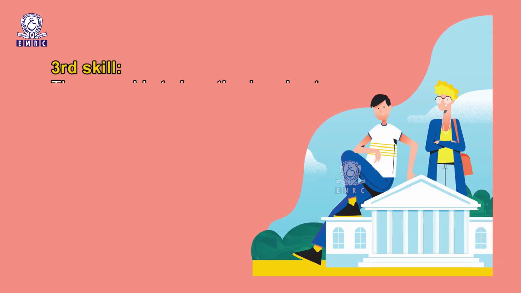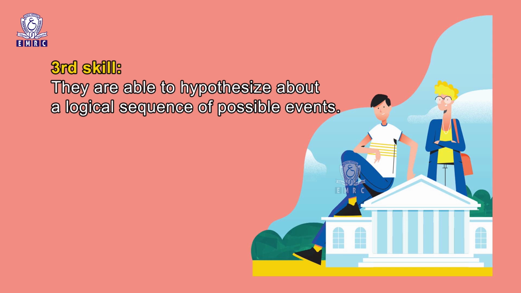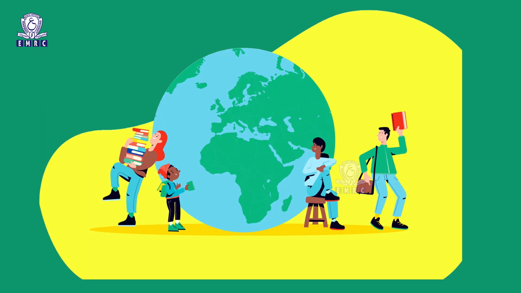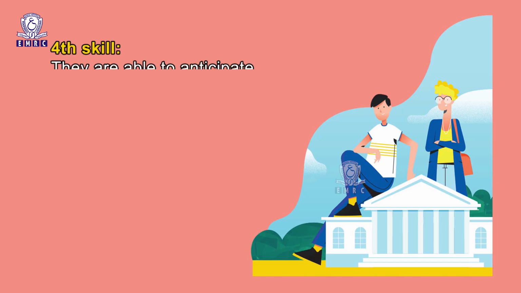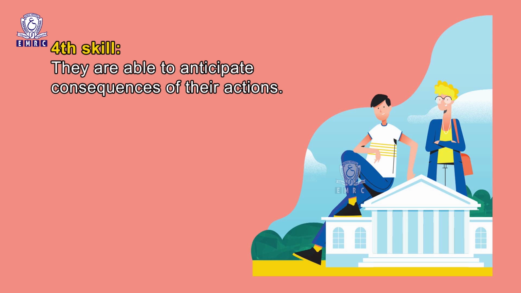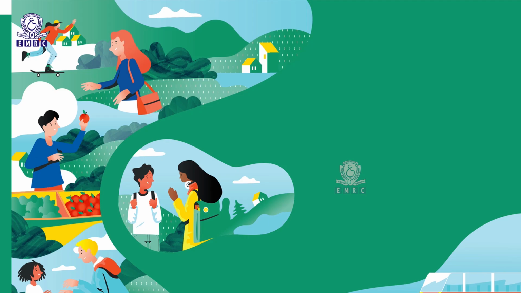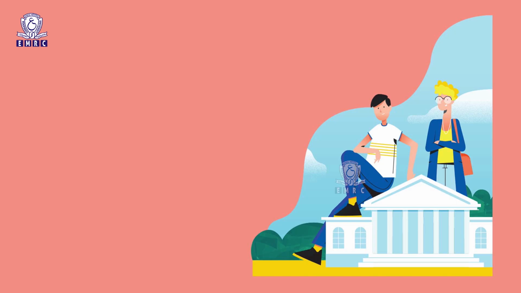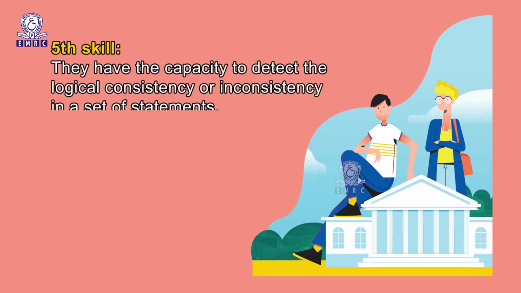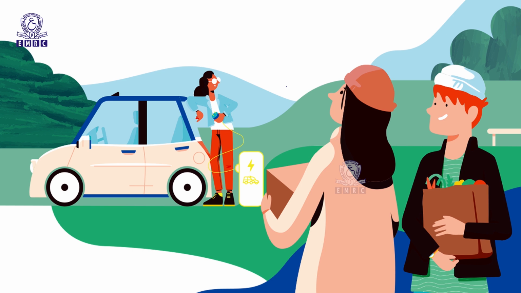The third skill is that they are able to hypothesize about a logical sequence of possible events. Here, for example, they are able to predict college and occupational options that may be open for them. Then they are able to anticipate consequences of their actions. For example, they can realize that if they drop out of school, certain career possibilities will be closed. Next, they have the capacity to detect the logical consistency or inconsistency in a set of statements. They can test the truth of a statement by finding evidence that supports or disproves it.